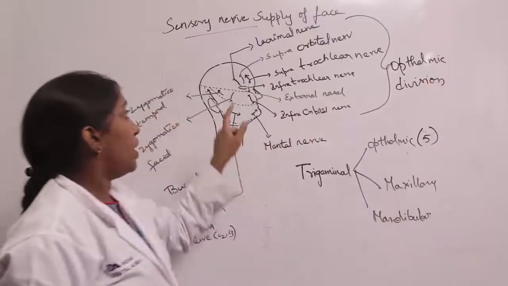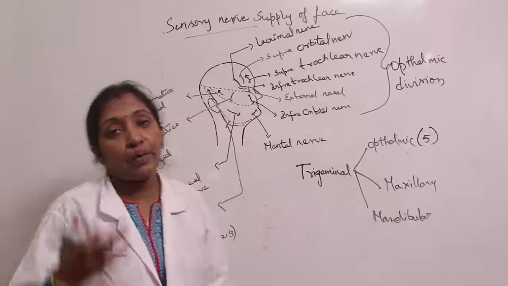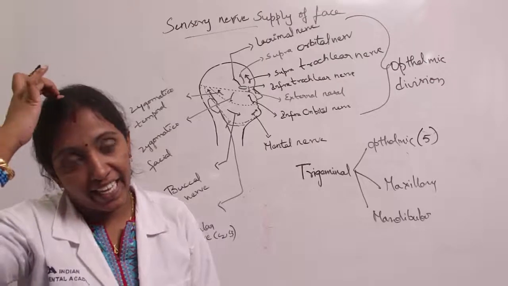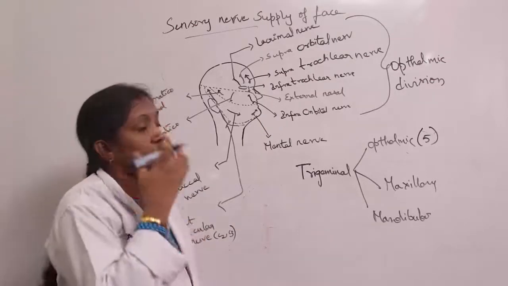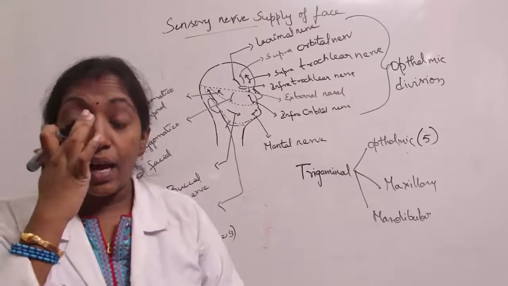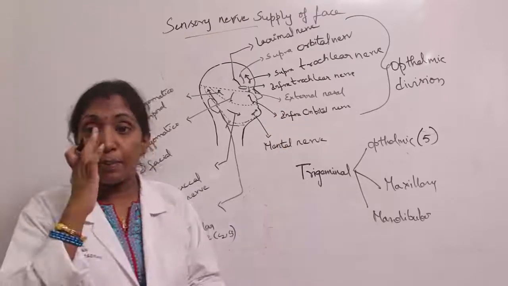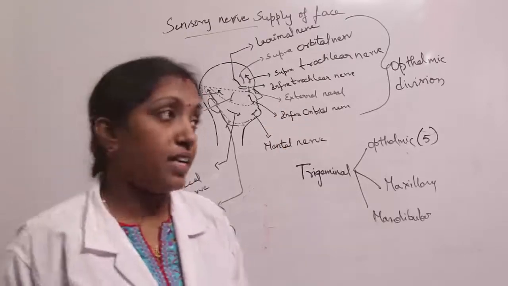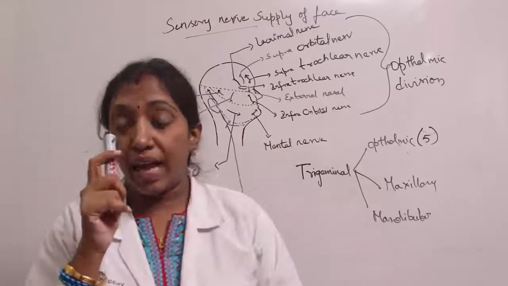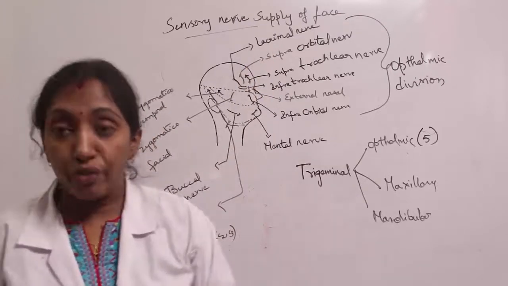The lacrimal nerve supplies the skin over the lateral part of the eyelid, and the supraorbital nerve supplies the skin of the forehead up to the vertex. Coming to the supratrochlear nerve, it supplies the medial part of the forehead, and the infratrochlear nerve supplies the medial part of the eye. The external nasal nerve supplies the lateral part of the nose, and also the ala of the nose. So these are the 5 branches of the ophthalmic division of the trigeminal nerve.